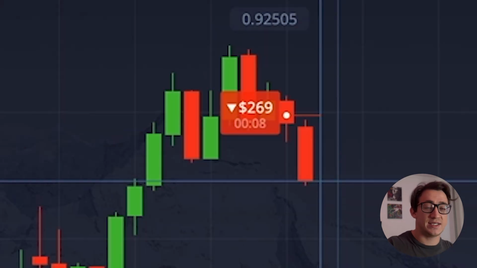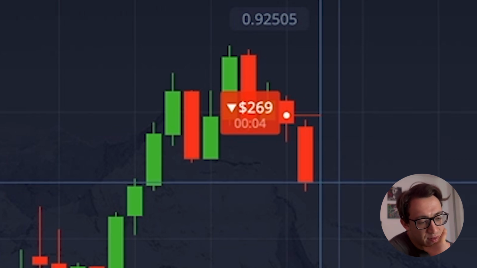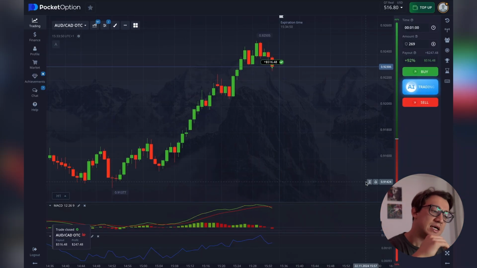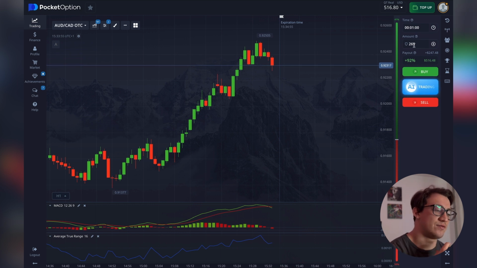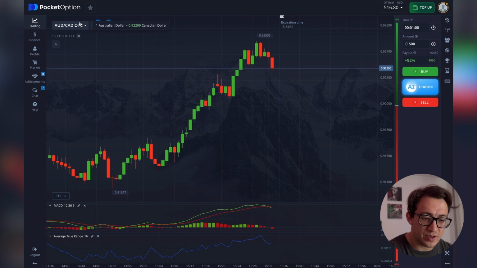And so we're just waiting for our profit, guys, and we get the profit. $516 in my bank account. So it's looking very good for me. So I'm changing the amount for one trade, and we just move on.